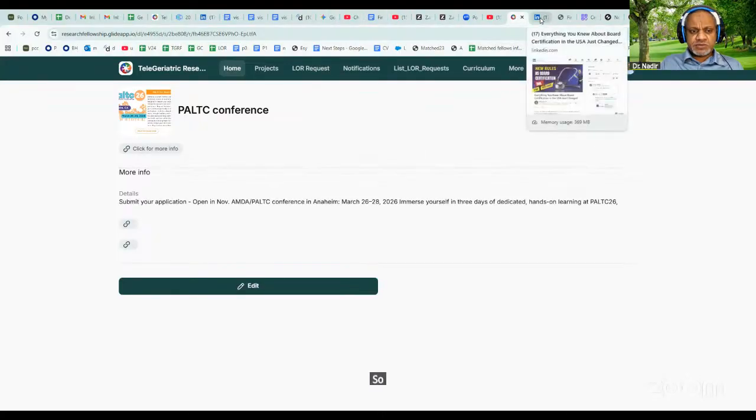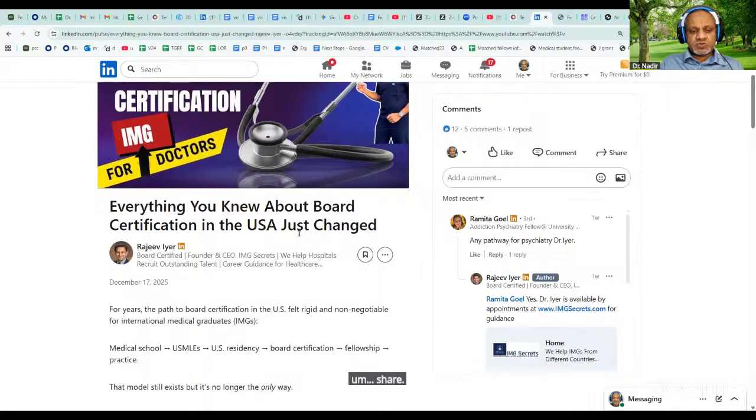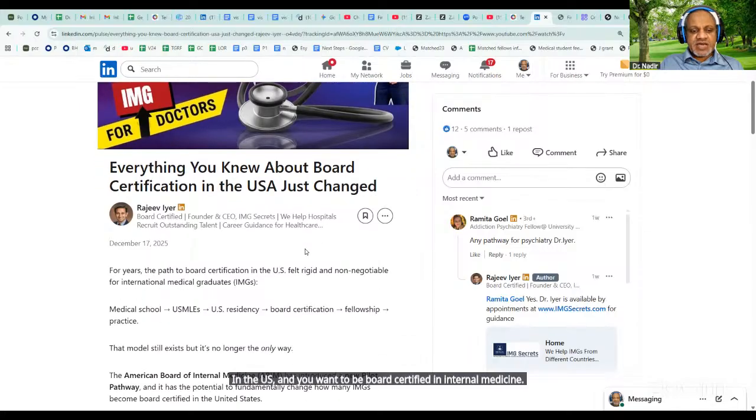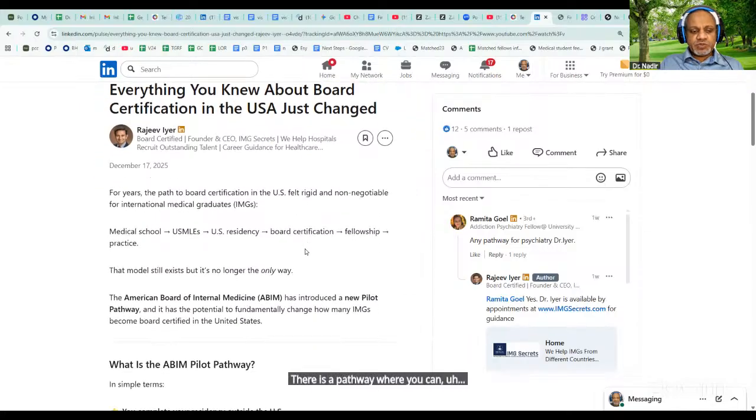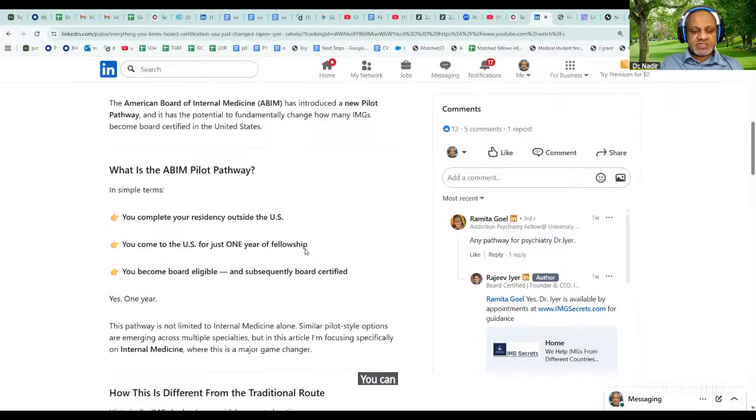So I'm going to ask you, this is about the board. There is a new board certification pathway for IMGs. This website shares the new requirement, so that if you are here in the US and you want to be board certified in internal medicine, there is a pathway you can go into. You can find more information about that in the app, and it will link you to this website here on LinkedIn.